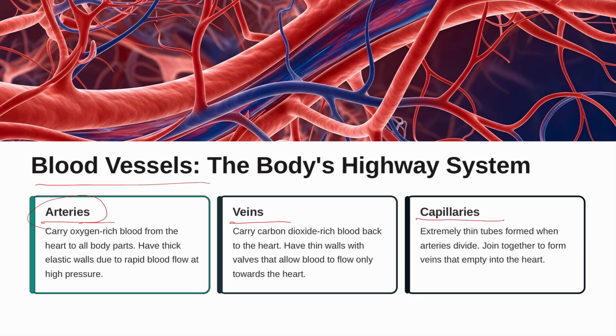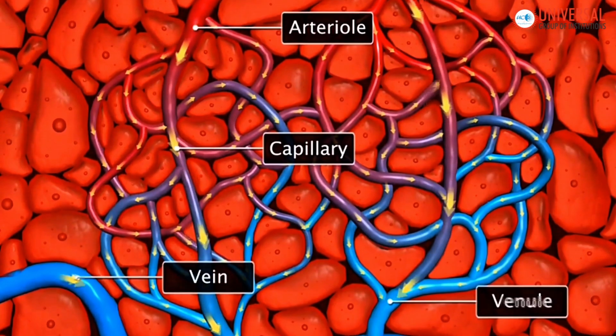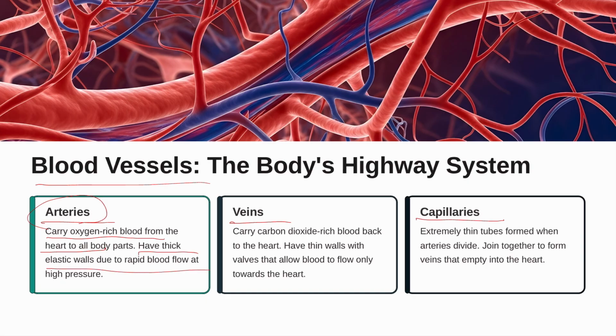Arteries carry blood away from the heart. They carry oxygen rich blood away from the heart, where arteries have thick elastic walls and have high pressure in them. So arteries carry oxygen rich blood from the heart to all the parts of the body and have thick walls due to rapid blood flow at high pressure. And second, we'll talk about the veins. Veins carry the deoxygenated blood towards the heart.